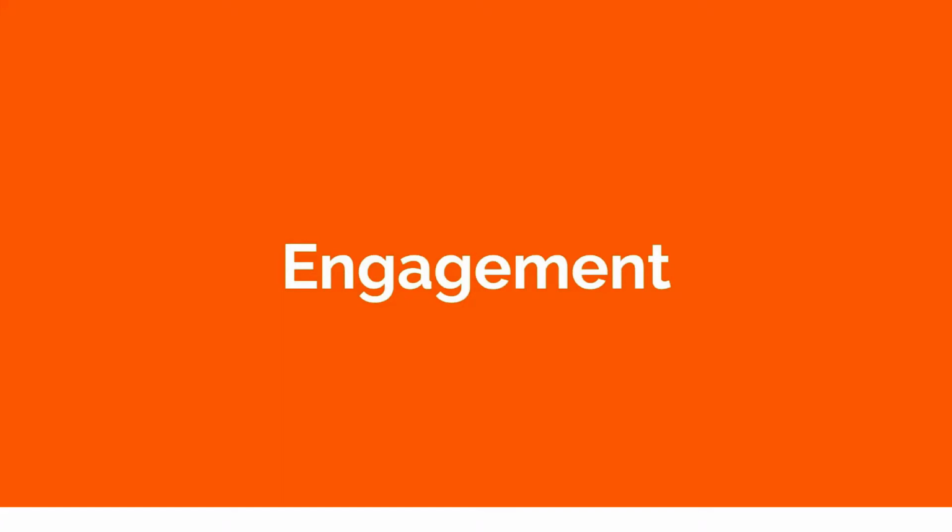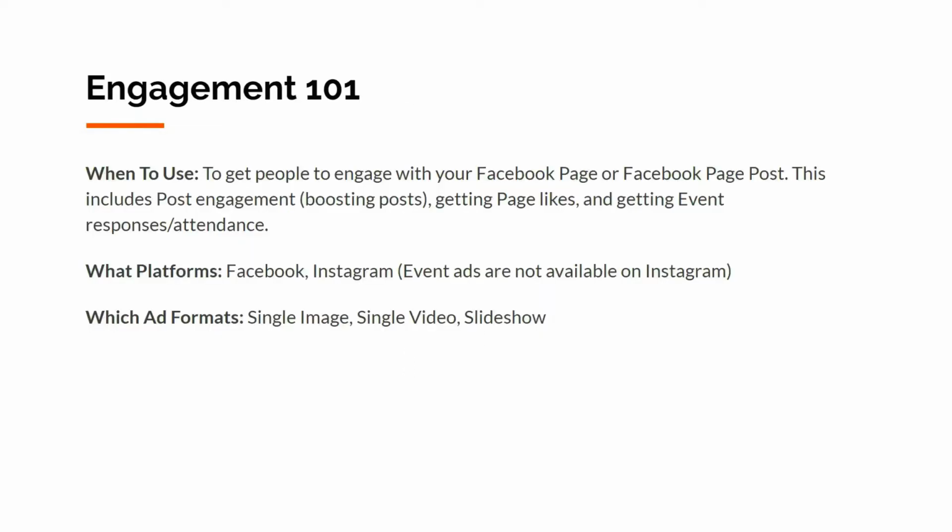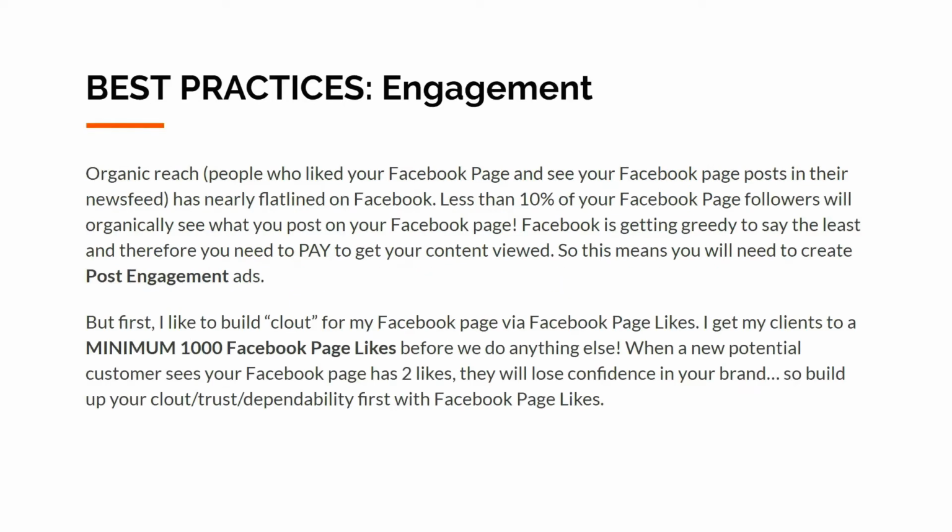Next, engagement objective. So at the objective level, select engagement. You'll use engagement ads to get people to engage with your Facebook page or Facebook page post. This includes post engagement or boosting posts, getting page likes, and getting event responses and attendance. This works on the platform of Facebook, Instagram, but do note event ads are not available on Instagram, in the formats of single image, single video, and slideshow.